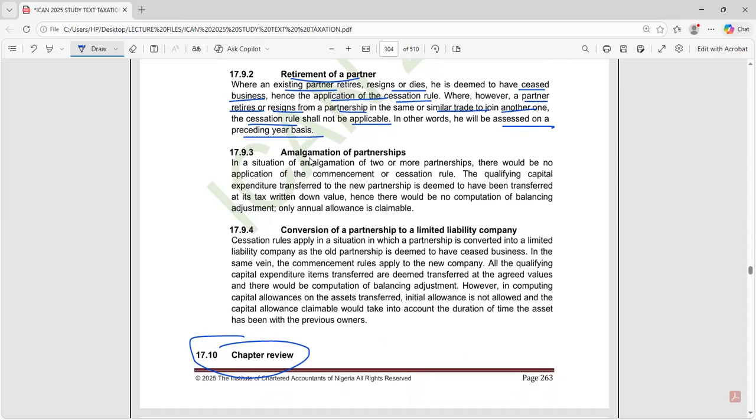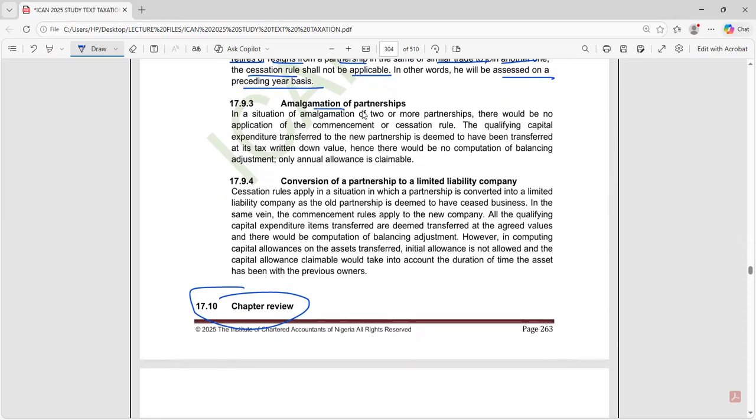Then the next one is amalgamation of partnership. Let's look at amalgamation of partnership. You know the meaning of amalgamation of partnership? Two partnerships coming together. In a situation of amalgamation of two or more partnerships, there would be no application of the commencement or cessation rule. The qualifying capital expenditure transferred to a new partnership is deemed to have been transferred at its tax written down value. Hence, there will be no computation of balancing adjustment. Only annual allowance is claimable.